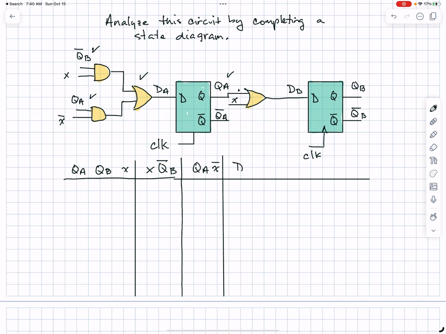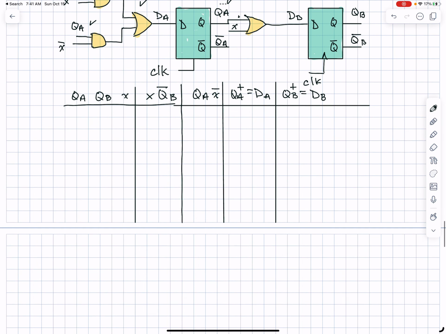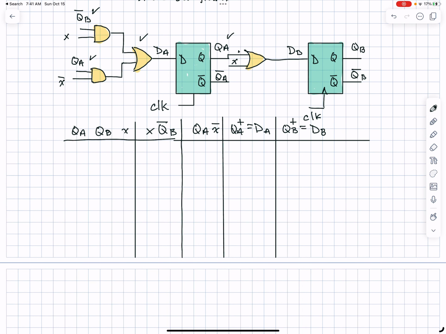From there I can find DA, which is QA plus, the next state. I wrote that backwards, let me do it the traditional way: QA plus, which follows DA. And then QB plus, which follows DB. It's helpful to put those in the same order so that you can more easily find the answer for the state diagram.